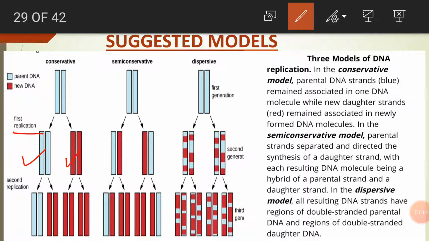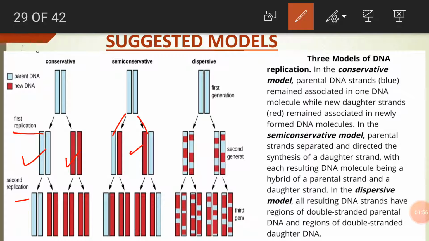Now in the second case, the parental DNA is going to get separated, and the other two red-colored DNA shown here are the new DNA strands, synthesized complementary to the original DNA strands. Now see the third case: the parental DNA breaks down into several different pieces and then those gaps are filled with the newly synthesized DNA. Now we'll see what happened in the second generation.